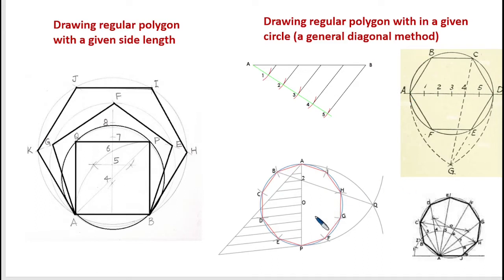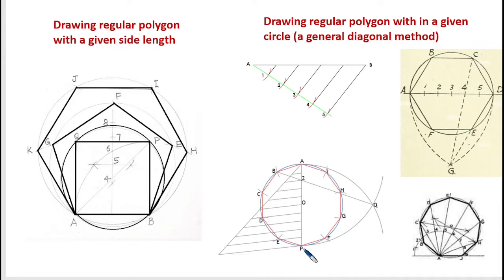Similarly, if you want to draw, say, this, how many sides are there? 1, 2, 3, 4, 5, 6, 7, 8, 9, 10. Okay, decagon. 10 sides means decagon. So in a decagon, you divide this diameter into 10 parts: 1, 2, 3, 4, 5, 6, 7, 8, 9, 10. So in 10 equal parts you have divided.